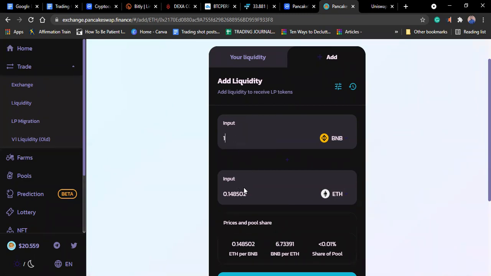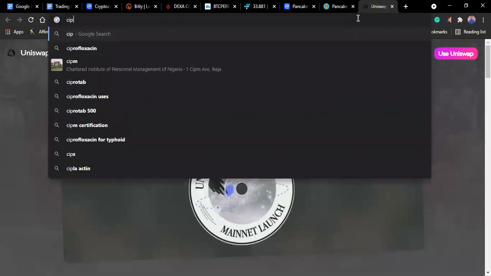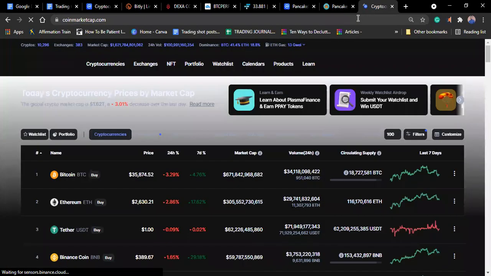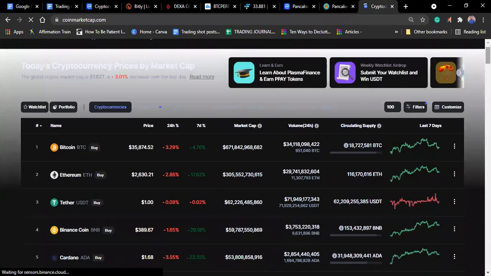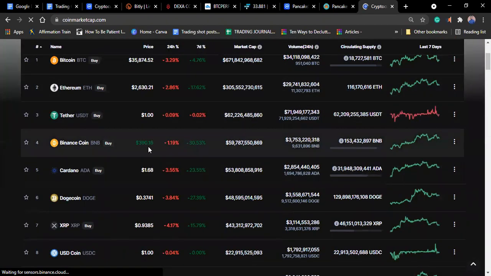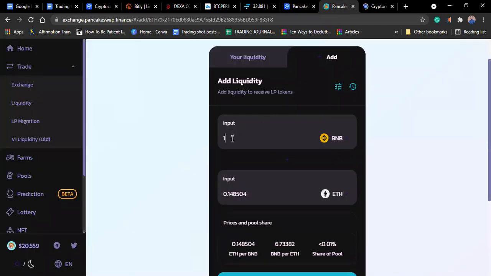In terms of dollar amount, to check the price of 1 BNB, you go to coinmarketcap.com. Let's see what the price is. Okay, so the price of one Ethereum is $2,600. The price of one BNB is $390. So let's go back. It means my one BNB is $390. To get $390 of Ethereum, that would be 0.14 Ethereum.